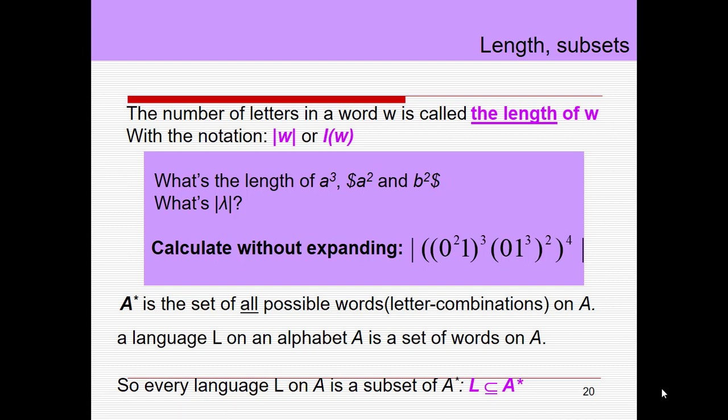We still have some special definitions. For example, A star is the set of all possible words, so all possible letter combinations on an alphabet A. So a language L is just a subset of this A star, because A star contains all possible words, and a language L is defined with a restricted number of words. So L would be a subset of A star.